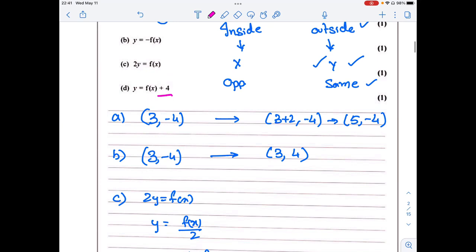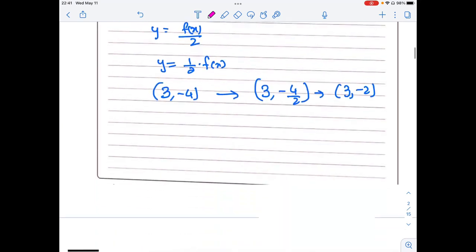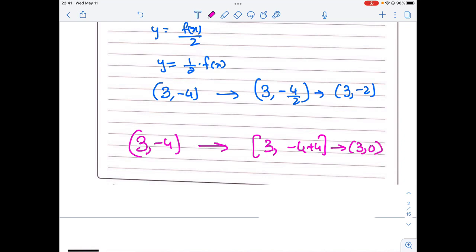Again it is outside, so only change the y coordinate with the same operation. So what does that become? (3, -4) becomes (3, -4 + 4), which becomes (3, 0). That's going to be the answer for question number 1.